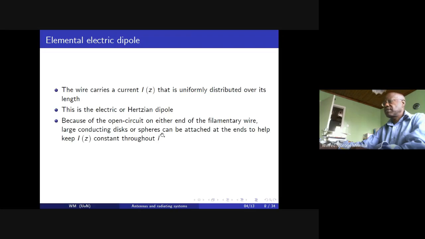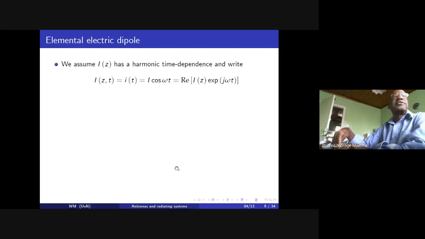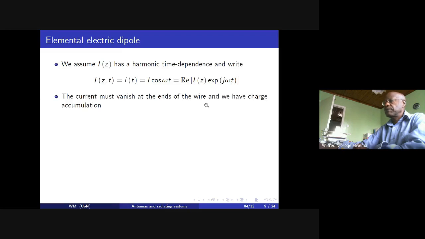Because of the open circuit on either end of the filamentary wire, large conducting disks or spheres may be attached at the ends to help keep I z constant throughout the length of the wire. And this will then be called capacitive loading. So we assume that I z has a harmonic time dependence, and we write I of t equal to I cosine omega t, which is just the real part of the current phasor multiplied by the time variation given by the exponent of j omega t, where we are using cosine omega t as the reference function.